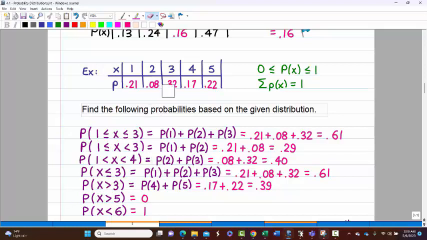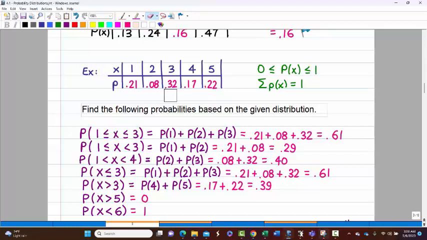Less than or equal to 3. That's different than less than 3. Less than or equal to 3, we include 3, 2, 1. All of those. We add those 3 up. And we get 0.61. The next one's greater than 3.